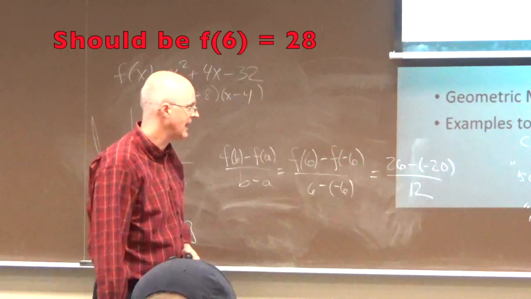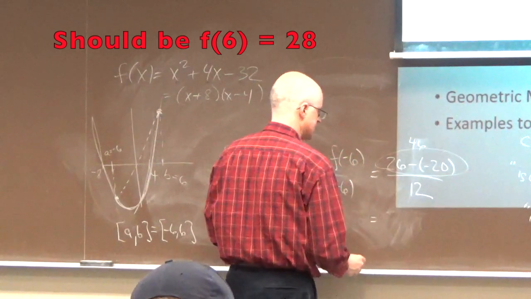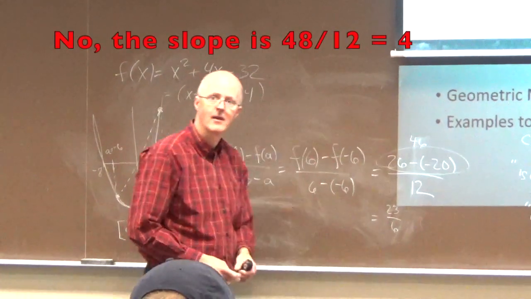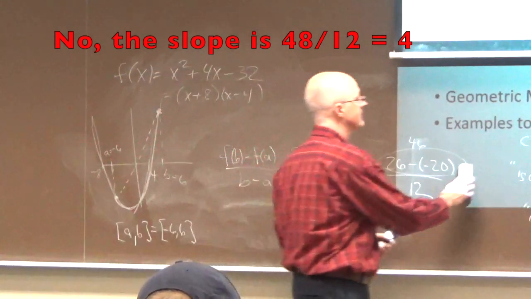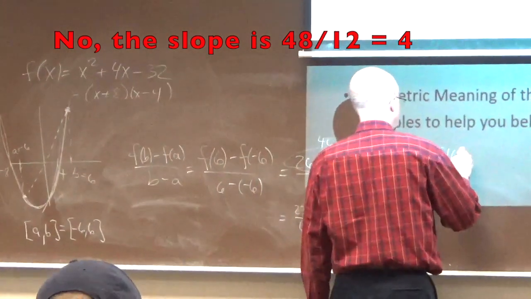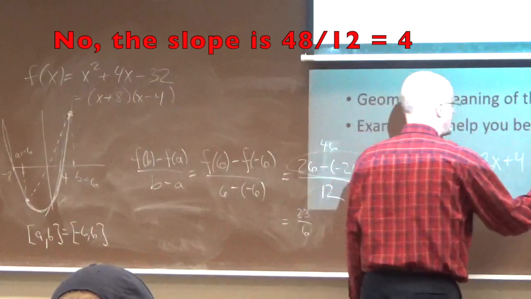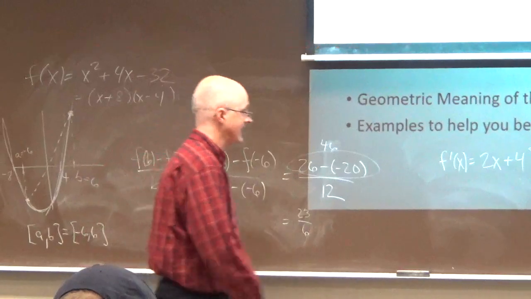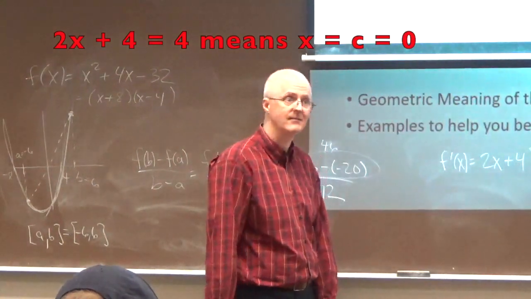Six minus negative 6 is 12. The top becomes a 46. 46 divided by 12 is the slope of that secant line. That's the same as 23 over 6. What value of c has the same slope for its tangent? I can solve for it. I can find the derivative. 2x plus 4. Set this equal to the slope of the secant line, 23 over 6, and I can certainly solve for x. And whatever x is will be the value of c.